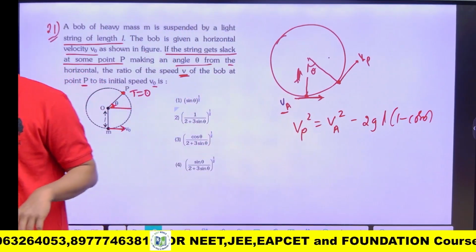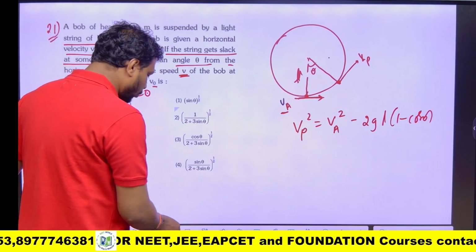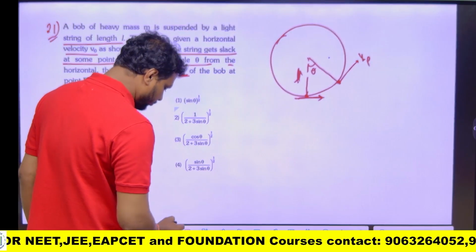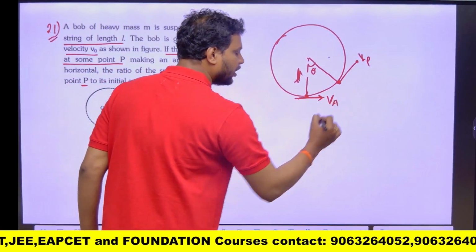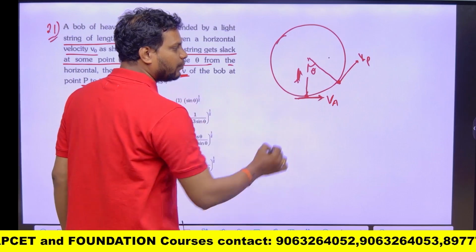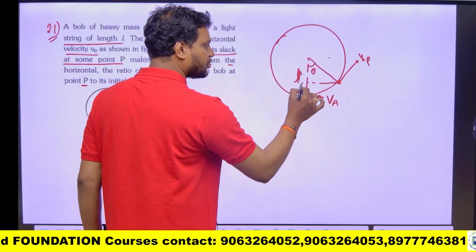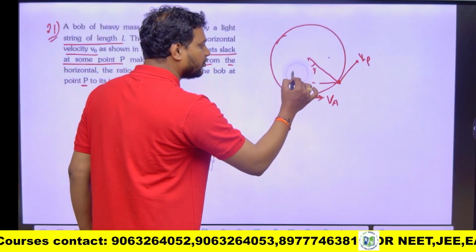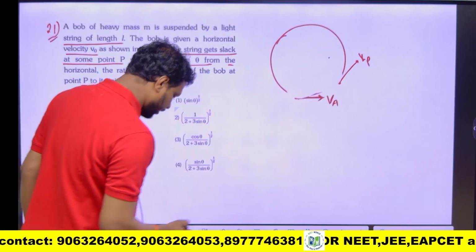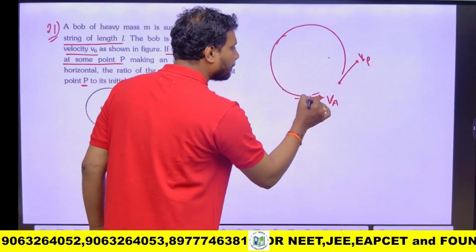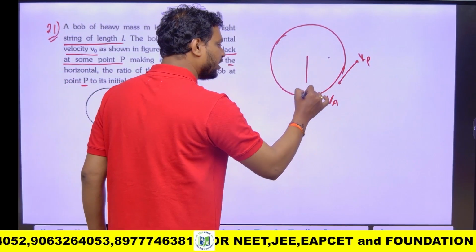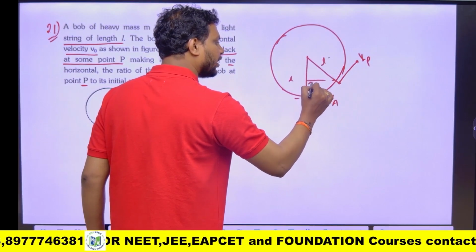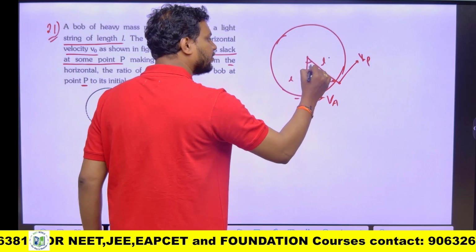We can do this derivation by using the formula V squared minus U squared equal to 2as. Here the initial velocity is VA and the final velocity is VP. Let us say it rises up to the height h. I'll take the length of the string as L. Let us suppose it rises up to the height h, and I'll take this angle as theta.